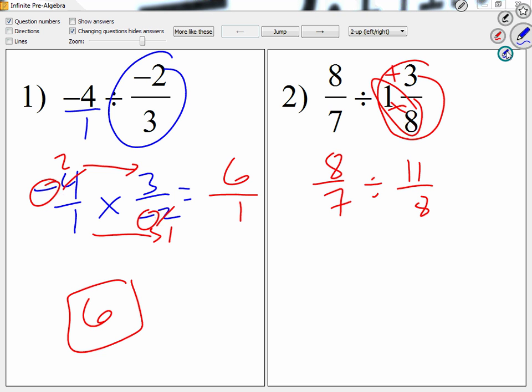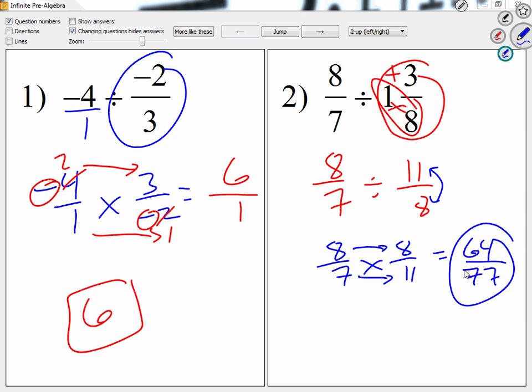Alright, so now I'm going to switch this to multiplication. I'm going to go 8 over 7 times 8 over 11. Don't forget to switch the second fraction. As a matter of fact, don't switch just any fraction, switch the second. Right? It's not any, it's the second one. Then first simplify if you can. Then I'm going to just multiply straight. 8 times 8 is 64. 7 times 11 is 77. Big numbers at the bottom, so we're good. I don't have to divide.